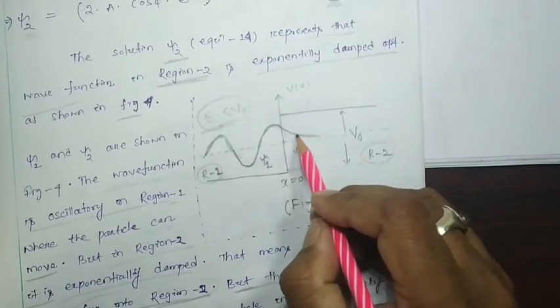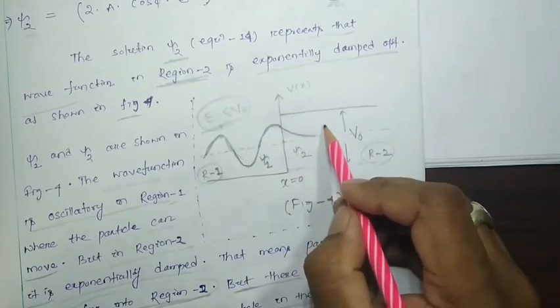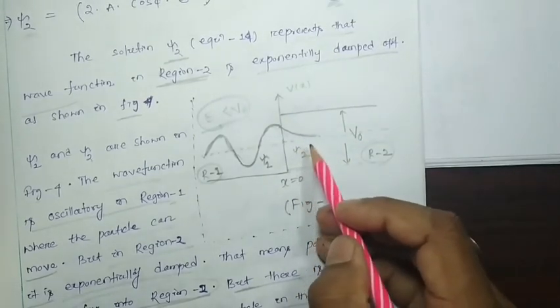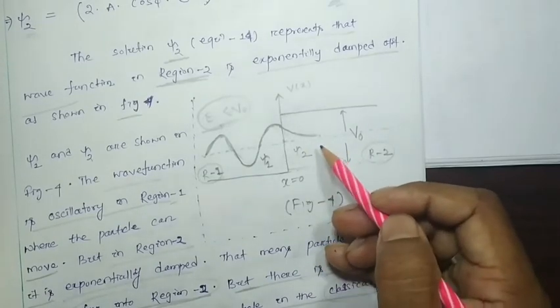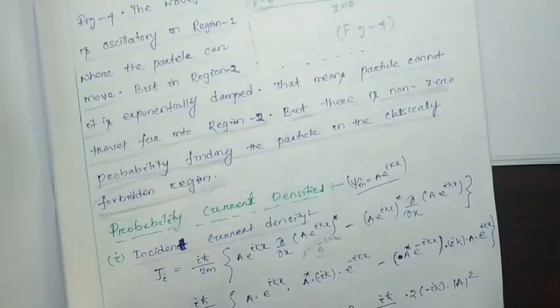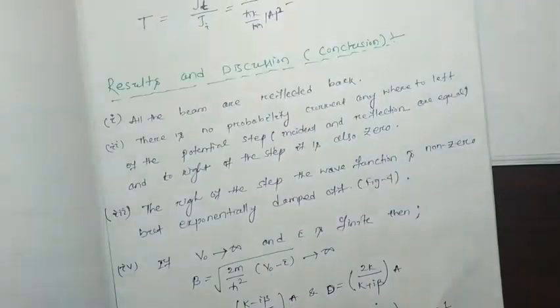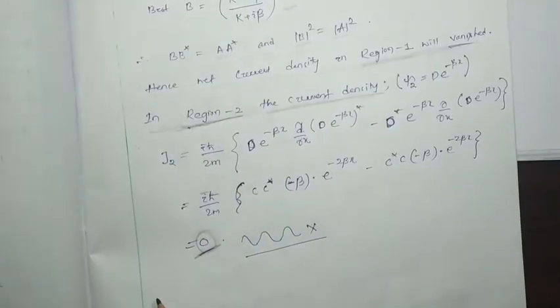So if there is no motion, there is no dynamics in the region, then what are we going to get? We are going to get the current density, the so-called dynamics or the current, as 0. So we got the current density in region 2 will be 0.